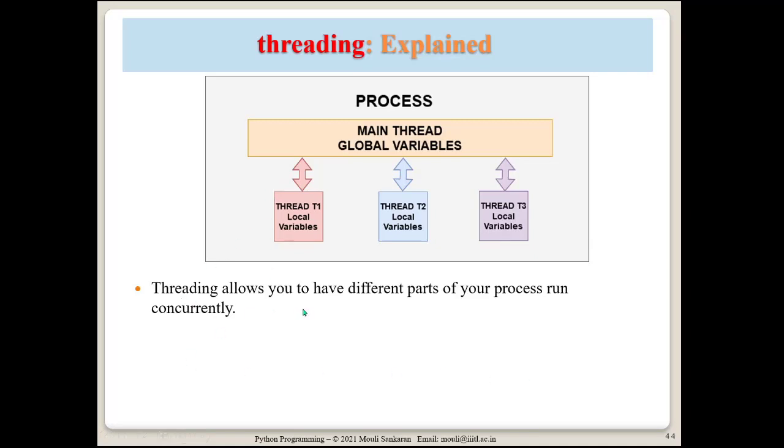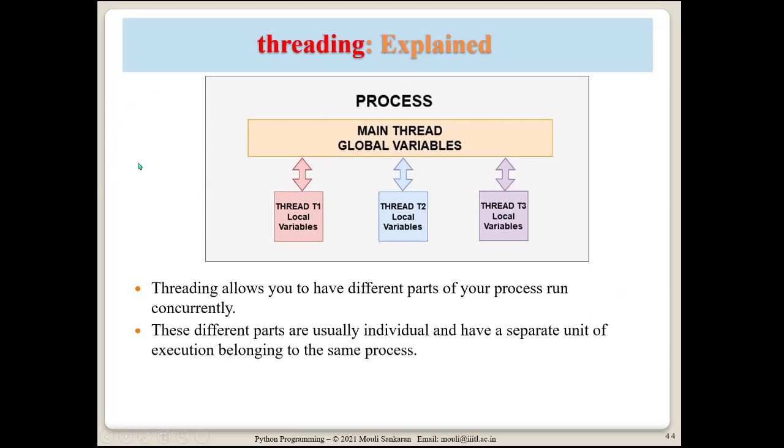Now, threading allows you to have different parts of your process run concurrently. That is the intent of this feature, and multiple CPUs are also there to help you. These different parts are usually individual, with a separate unit of execution. Normally we perform different operations, and they may operate on different data. One thread may be operating on the student database, another on the course database, another on the teacher database. They are all individual databases as far as the user is concerned, so there is no clash, and no semaphore or lock required. So they can still go on in parallel.